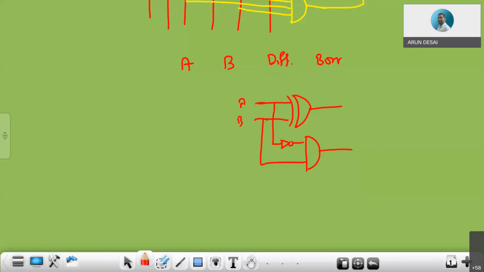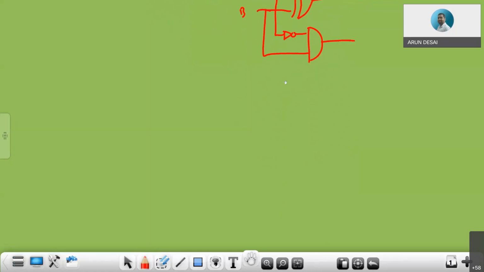So till now, is it clear? Half adder, half subtractor, full adder, full subtractor.